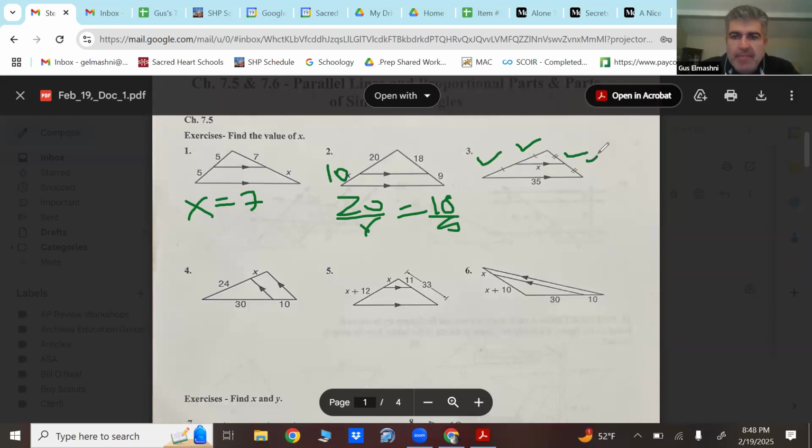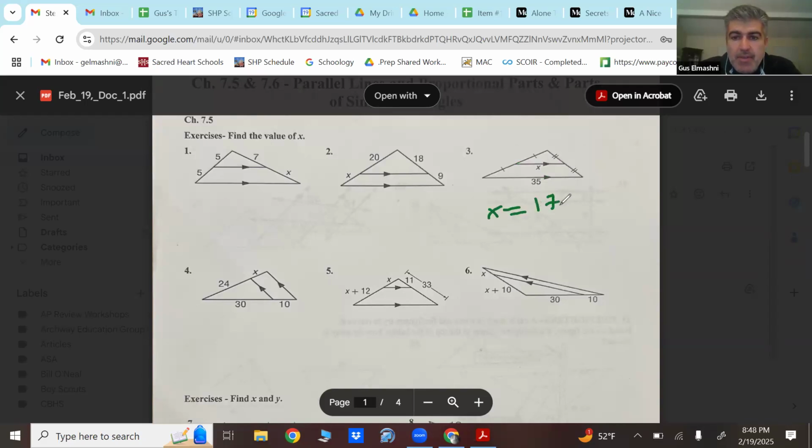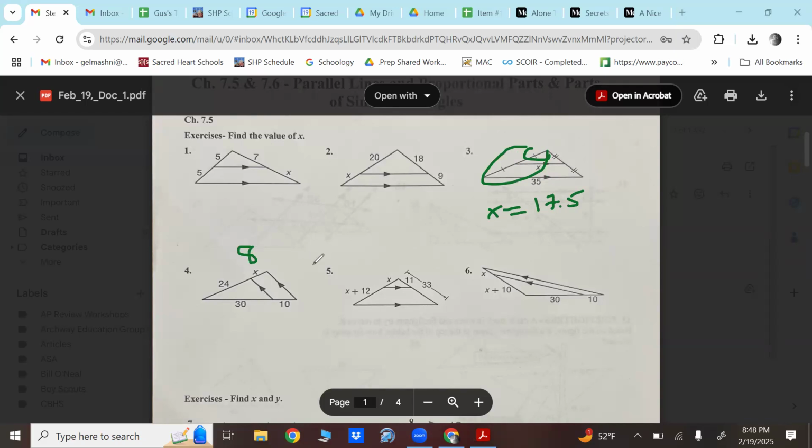Then, yeah. And we see that it's a 1-to-1 ratio. But you can't see a 1-to-1 ratio between these two, because clearly x is not 35. It's less than 35. In fact, actually 17.5. And that's because small to big, right? It's a 1-to-2 ratio. So gotta follow that. But 4 is just like 1 and 2. We see it's a 3-to-1 ratio, so x is 8.